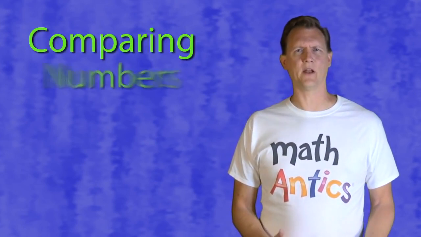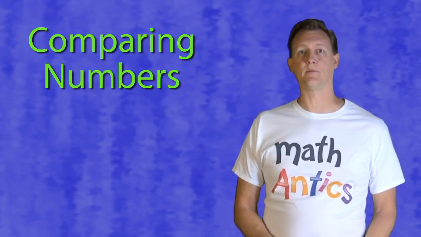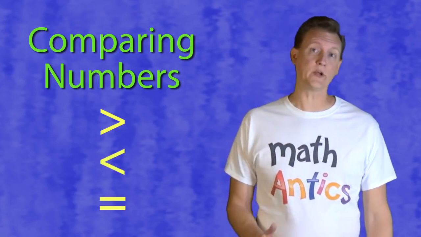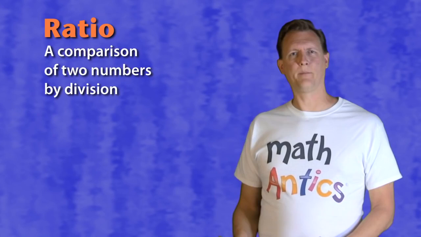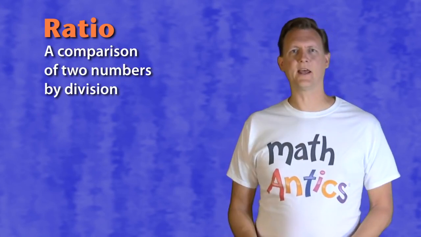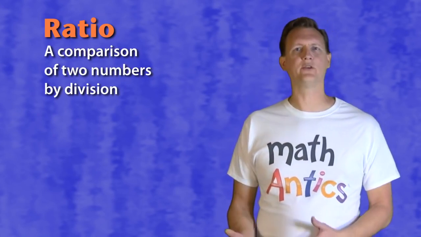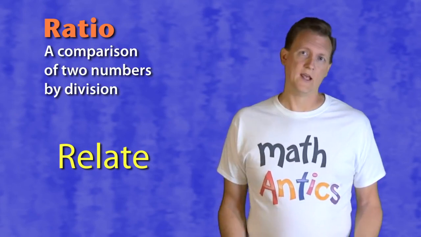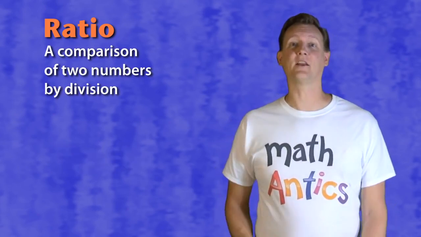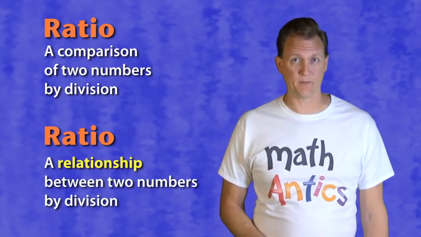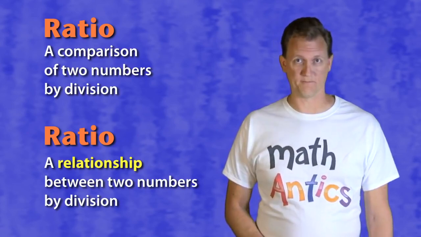And it's confusing because most of us think of comparing numbers as trying to decide if a number is greater than, less than, or equal to another number. But with ratios, we're not trying to compare numbers like that. Instead, we're really trying to see how two numbers relate to each other. And so at Mathantics, we like to think of ratios as a relationship between two numbers by division.